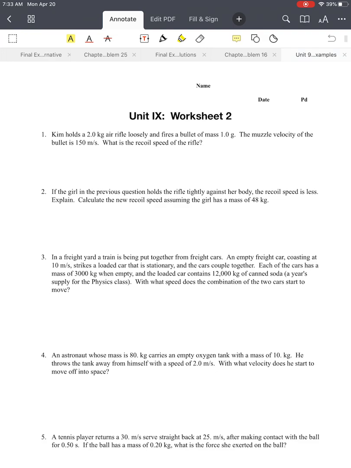All right, so here we go. When we're doing number one, we look at that and we say, all right, Kim holds a 2.0 kilogram air rifle loosely and fires a bullet of mass 1.0 grams. The muzzle velocity is 150 meters per second. What is the recoil speed of the rifle?